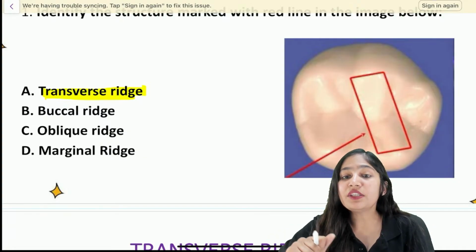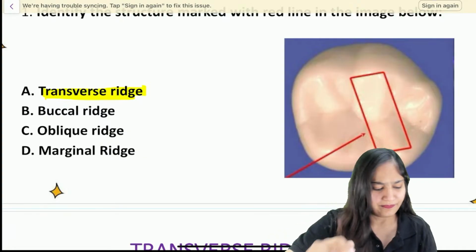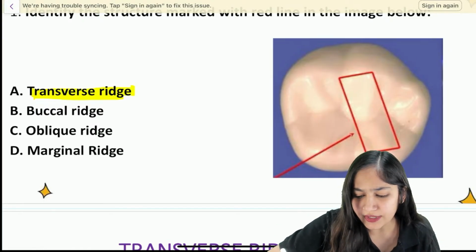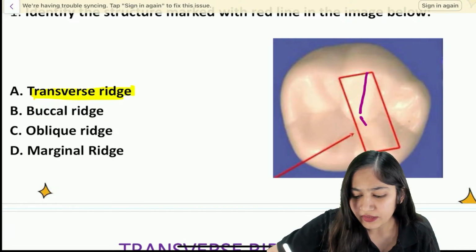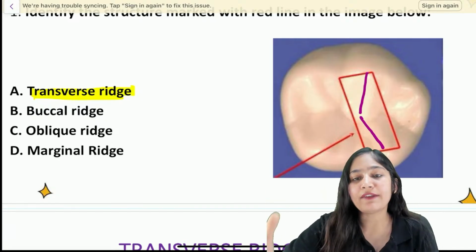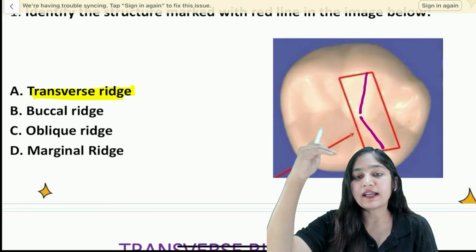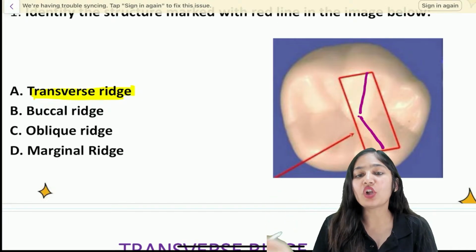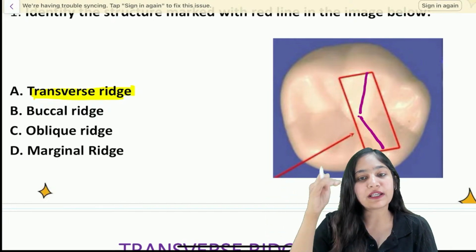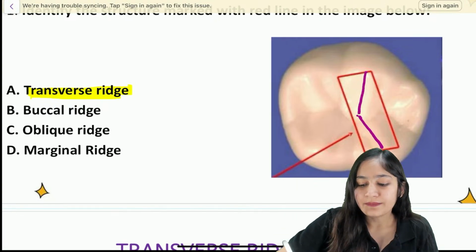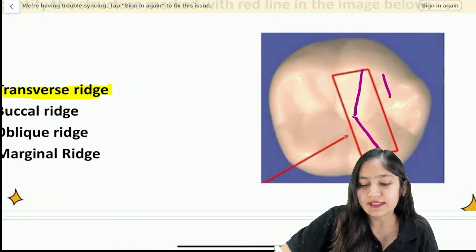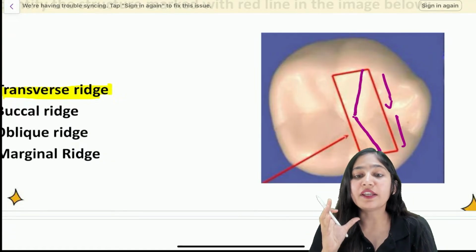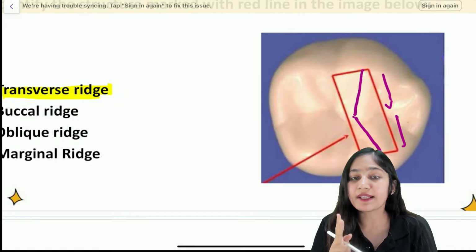Mainly, it is a union of two triangular ridges, right? It is a union of two triangular ridges. So here we can see from the buccal aspect and from the lingual aspect, from the tip of the cusp, one ridge is ending towards the central portion and the other from the lingual aspect also, one ridge is starting from the tip of the cusp towards the central, and union of both these ridges is our transverse ridge. So transverse ridge is mainly a union of two triangular ridges.